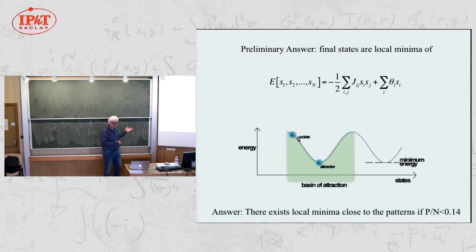And the answer was found by Amit, Gutfreund and Sompolinsky. It was just already empirically found by Hopfield and then demonstrated using spin glass theory that if the number of patterns divided by the size of the network is smaller than 0.14 or something like that, or close to it, then there exist local minima which are very close to the patterns. Otherwise, there are no such local minima. Okay? So it was just a reminder about the Hopfield model.